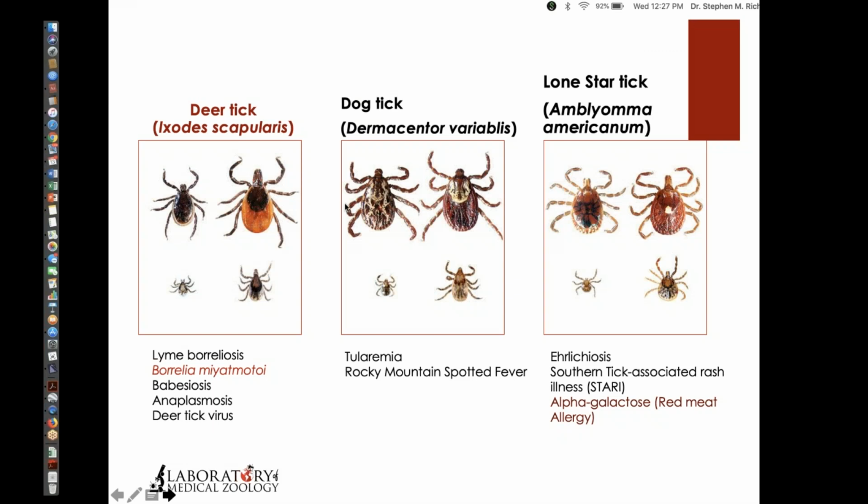So just a few things to navigate on this figure here. There are three panels, obviously the deer tick, the dog tick, and the lone star tick. And what I'd like to draw your attention to is that there are four different specimens representing each of those tick species. Going from left to right, bottom, and then up, they are the larval tick, the nymphal tick, and then the adult tick.